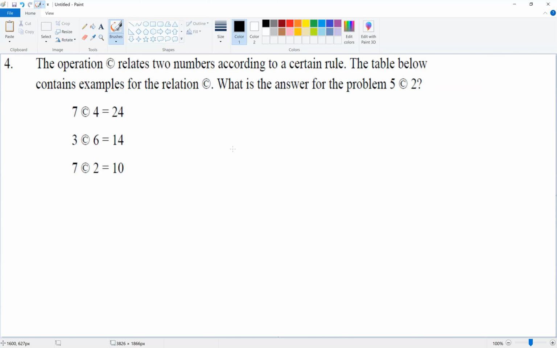First I tried 7 times 4, which was 28. So then I thought in order to get 24, you have to do minus 4. So I tried that rule for the second one. 3 times 6 is 18, minus 4 is 14. And 7 times 2 is 14, minus 4 is 10.